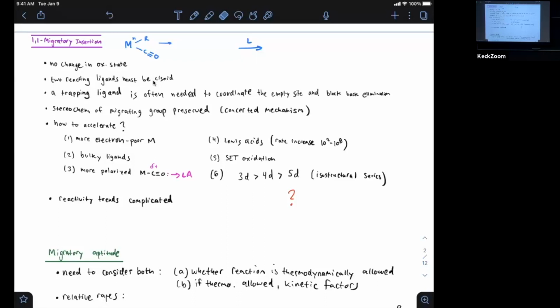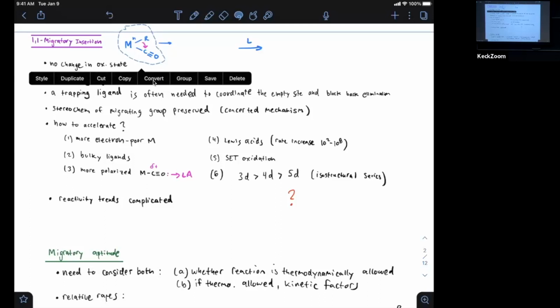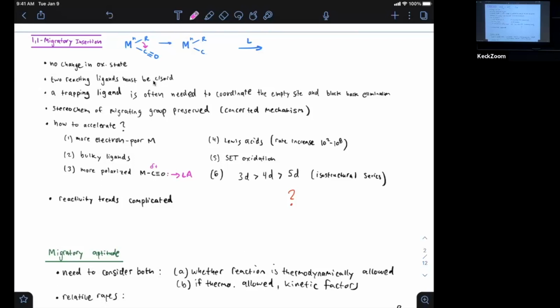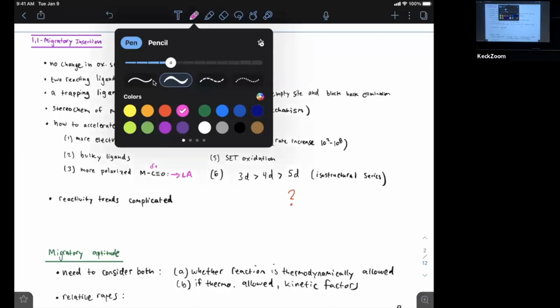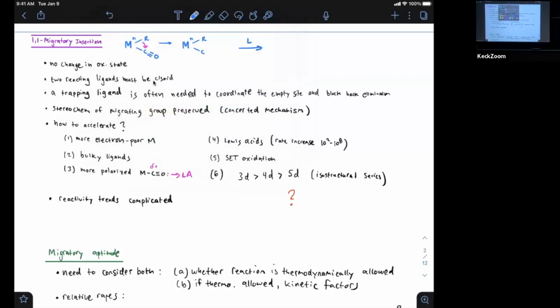So migratory insertion, if you want to think about pushing electrons here, essentially an aryl, alkyl, or H group, although as we'll see, H groups aren't good in this, attacking the carbon atom of an associated carbonyl, freeing up an open coordination site. It's then trapped with an incoming ligand.